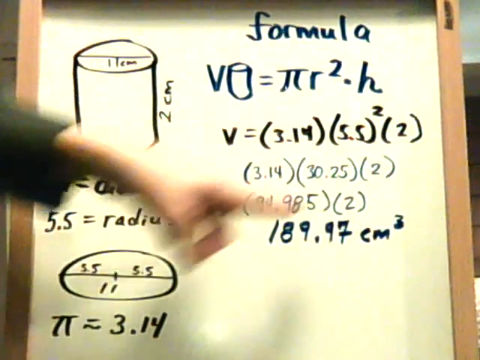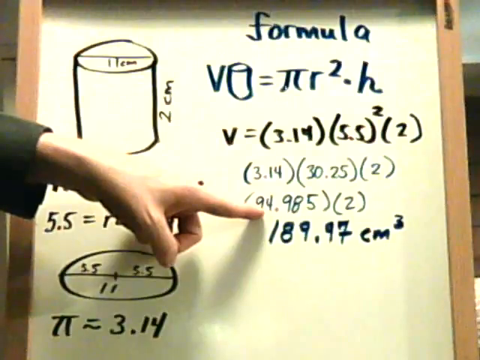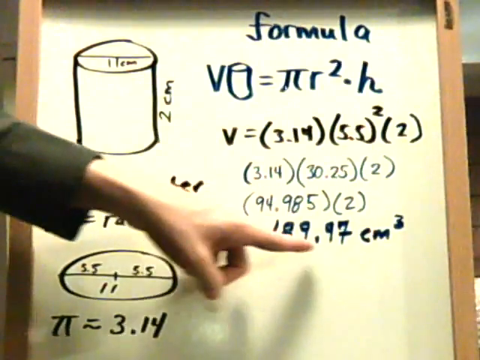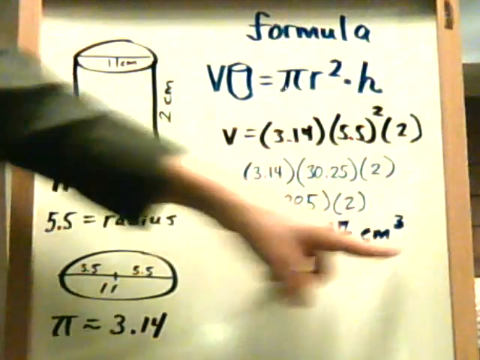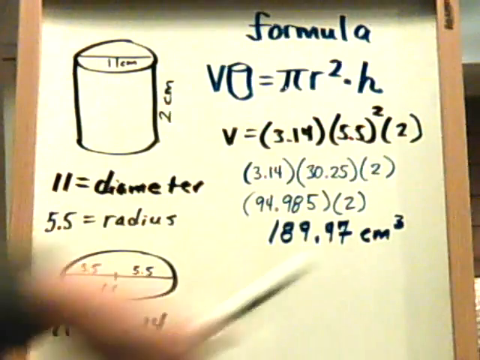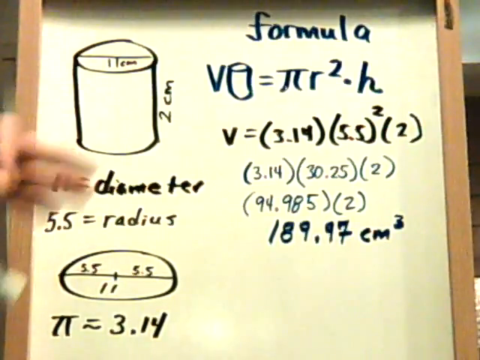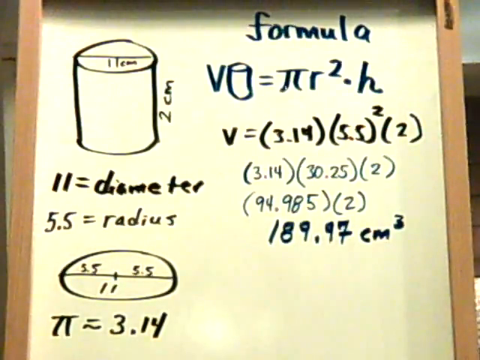3.14 times 30.25 is 94.985. You multiply that times 2 and you have 189.97 centimeters cubed. Now it's cubed because it's volume. Volume would be like taking actual tiny little cubes, or like ice cubes if you could imagine, and seeing how many would fit inside the cylinder. That is everything you need to know about volume of a cylinder.